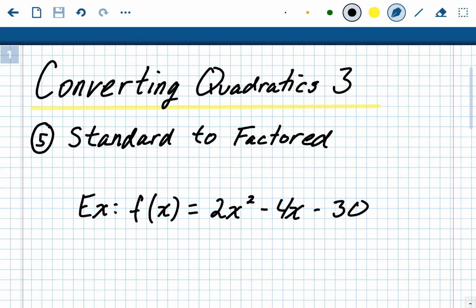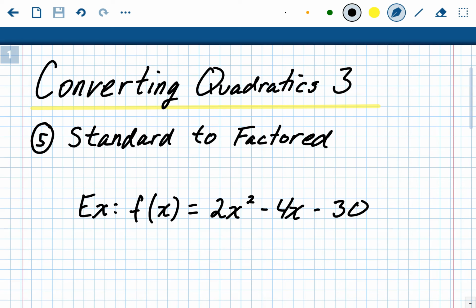Okay, this is the third and final part of converting quadratics. We went from vertex to standard, from factored to standard. We went from standard to vertex and factored to vertex. So now we have to go the two forms into factored form, standard to factored and then vertex to factored.